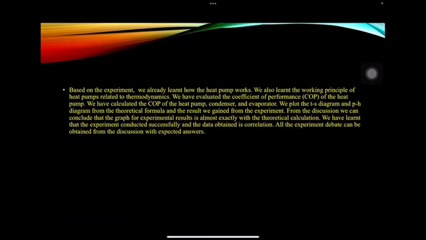From the discussion, we can conclude that the graph for the experimental result is almost exactly the same as the theoretical calculation. We have learned that the experiment was conducted successfully and the data obtained is correlated. All the experiment questions can be answered from the discussion with the expected answers.